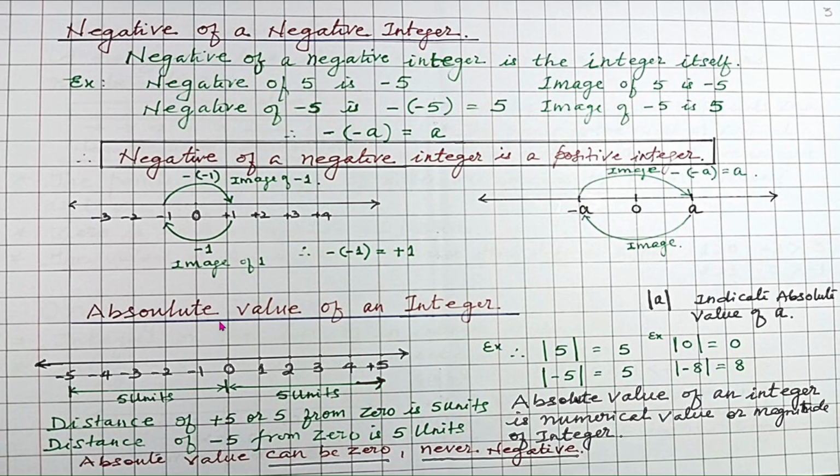The next point of our discussion is the absolute value of an integer. Now what is this absolute value? Now if I move from 0 towards the right 5 steps, then I get plus 5.